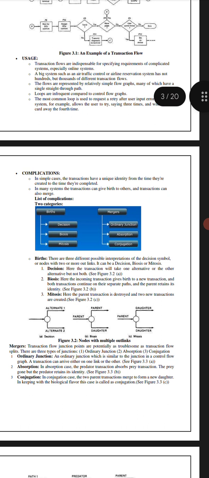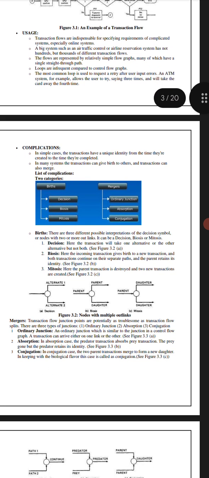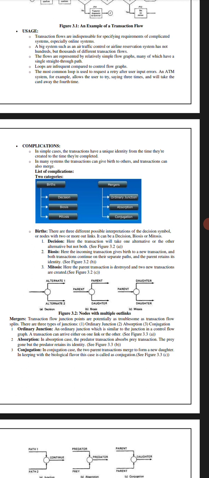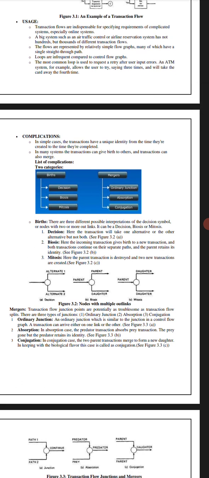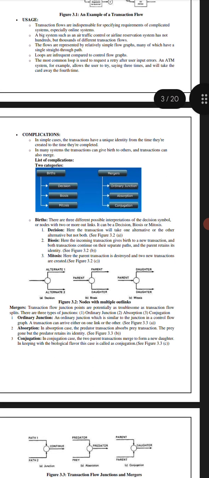Births. There are three different possible interpretations of the decision symbol or node with two or more outlinks. It can be decision, biosis, or mitosis. Decision: here the transaction will take one alternate or the other alternate but not both. Biosis: here the incoming transaction gives birth to a new transaction, and both transactions continue on their separate paths and the parent retains its identity. Mitosis: here the parent transaction is destroyed and two new transactions are created.